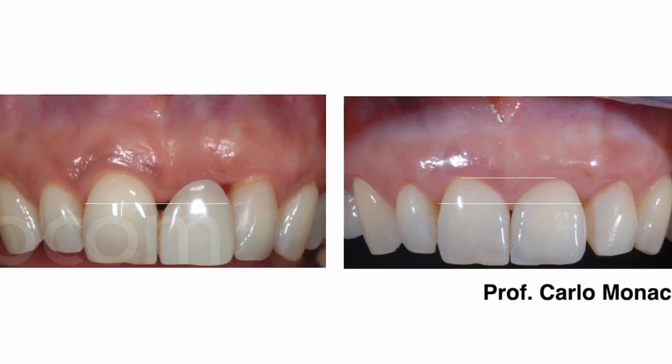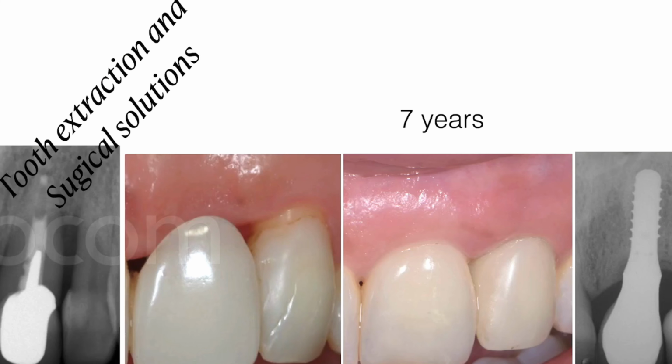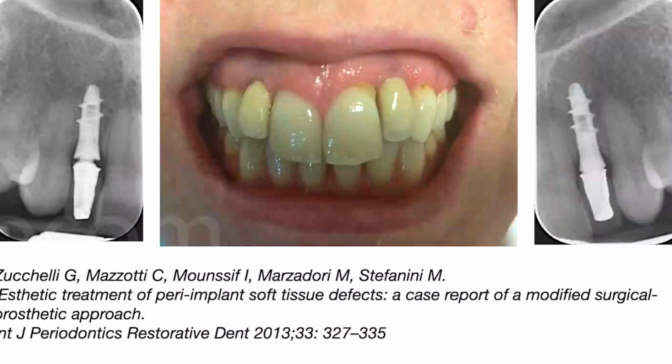So when there is no way to make periodontal regeneration because the tooth root is so close, the only thing that we can do is to extract a tooth. And this is the before and after. And this is the long-term outcome. What about teeth and implants?